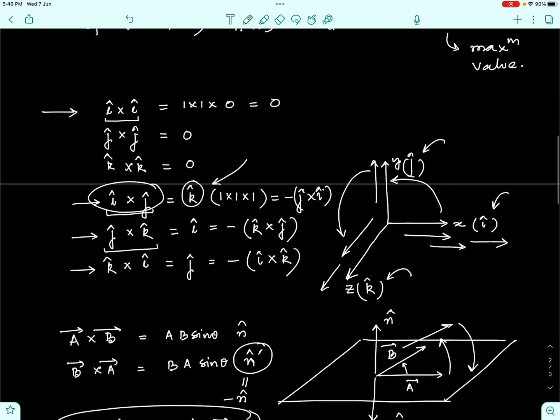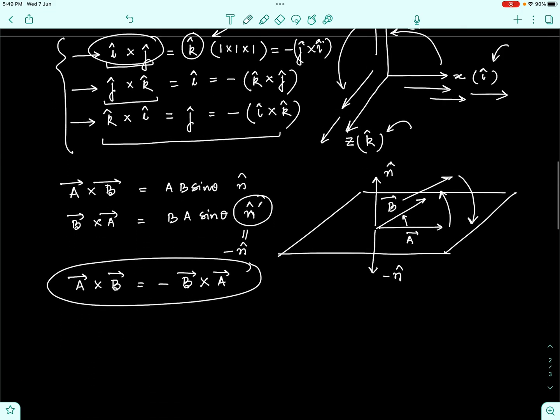Now these results that we have obtained here are important. We are going to use them in questions. So let us try to get a kind of formula or a shortcut method to get the values of the cross product of any pair of unit vectors. For this we use a diagram that helps us understand and remember the values.